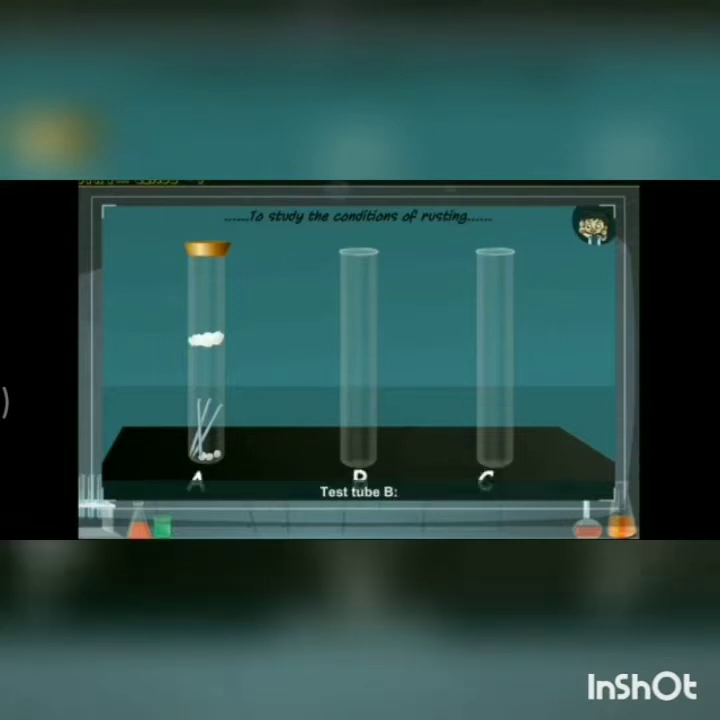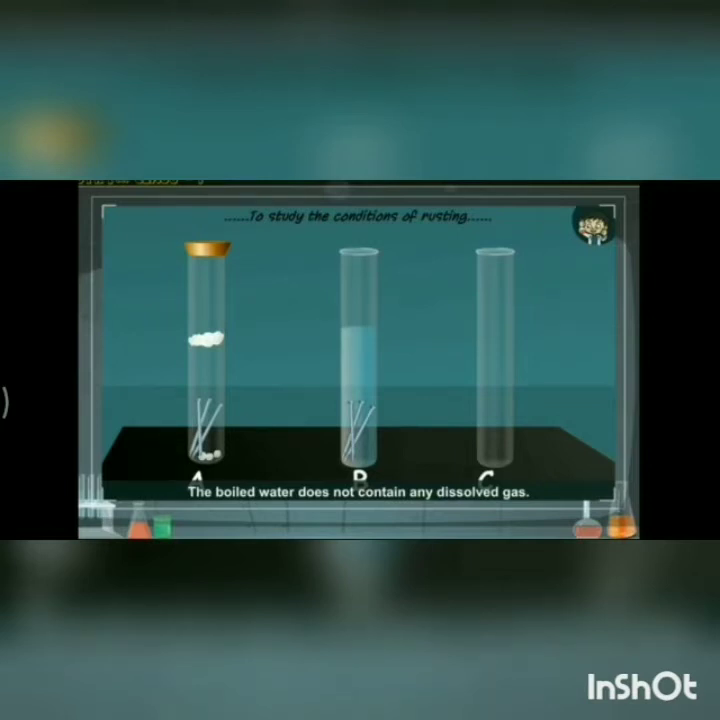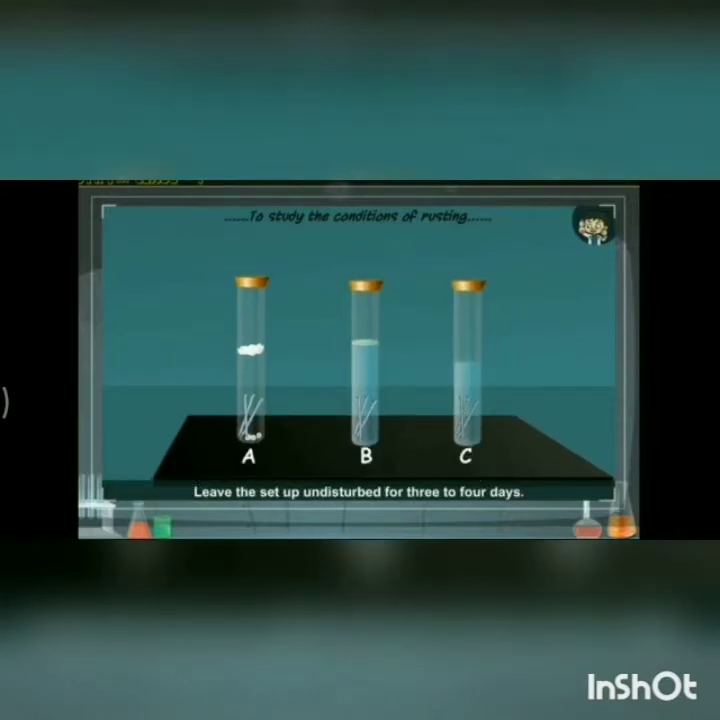In our test tube B, let's put some clean iron nails. We are using boiled water here because it doesn't contain any dissolved gas. Then we are covering it with a layer of oil just to prevent the atmospheric air from coming in contact with the water. Let's put the rubber stopper. Then in our third test tube, C, let's put some clean iron nails and we are using tap water. Let's put a rubber stopper on it and keep it undisturbed for 3 to 4 days.